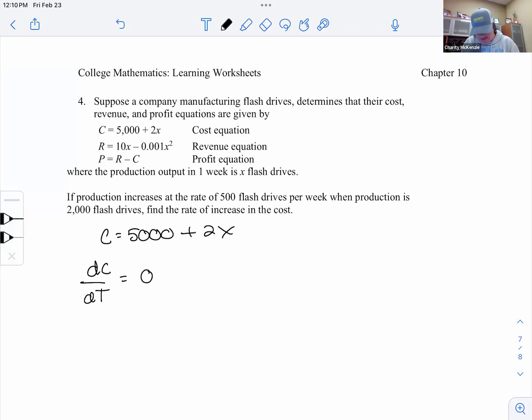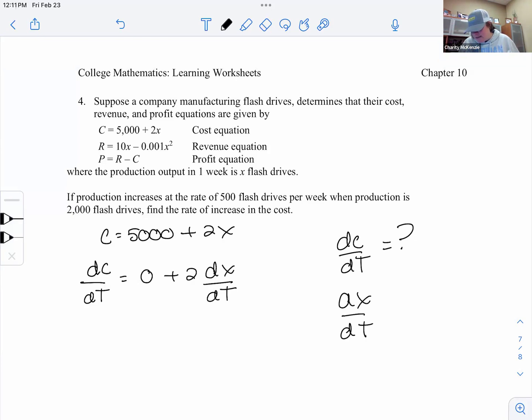So then let's do the 5,000. The derivative of 5,000 is 0. The derivative of 2x is 2, but then it's going to be dx dt, right? So we have our dc dt and our dx dt. What is dc dt? That's your cost increase per week because we're doing weeks. That's our time, our t. So we don't know dc dt. This is what we want to know. What is dx dt going to be?